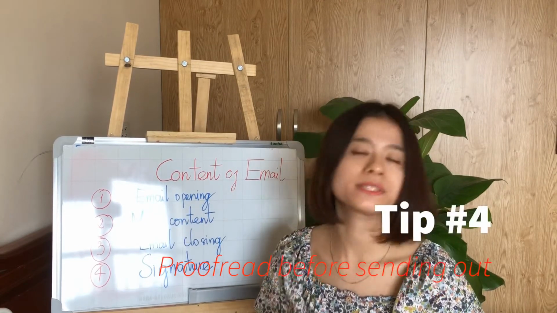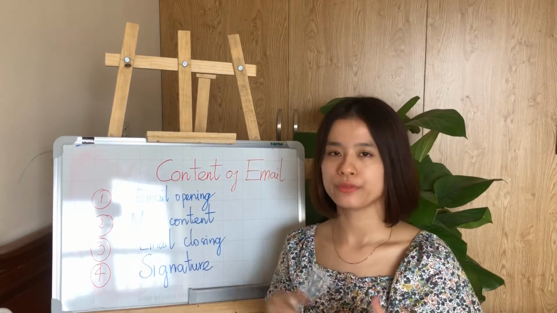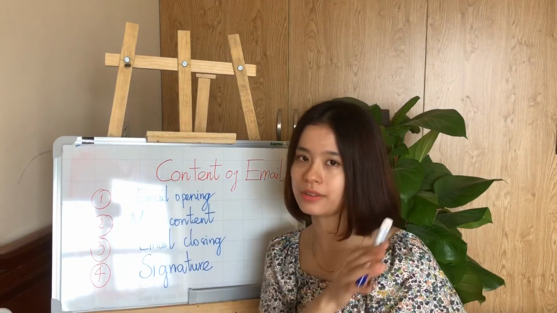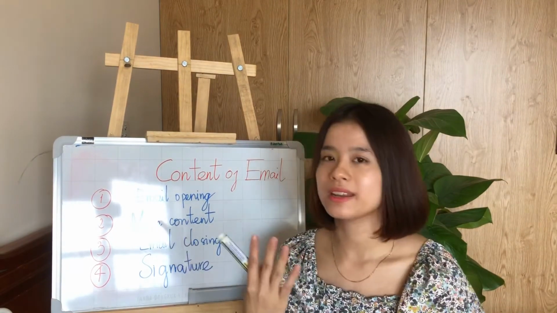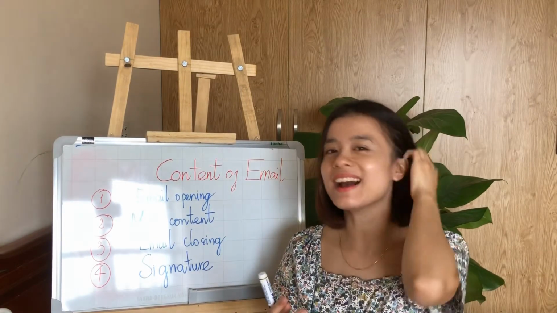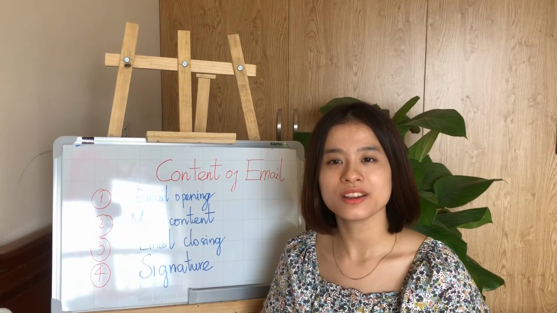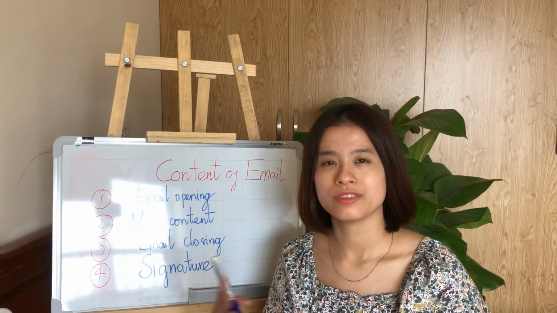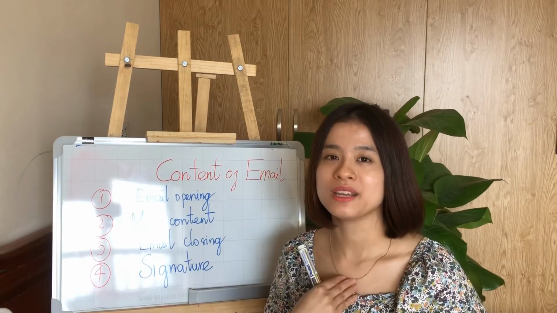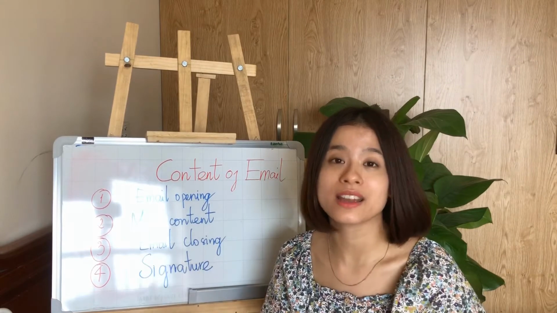And the fourth tip is proofread before sending out. And how can you proofread? You can read the email out loud, or you can send it to your own email address first, and then read it before you send it out. And I think it's interesting that it's very easy for you to find the mistakes in your email when you play the role of a reader. Yeah, so for important emails, I always send to my email first, and then I will read it, and I easily find a mistake I made.